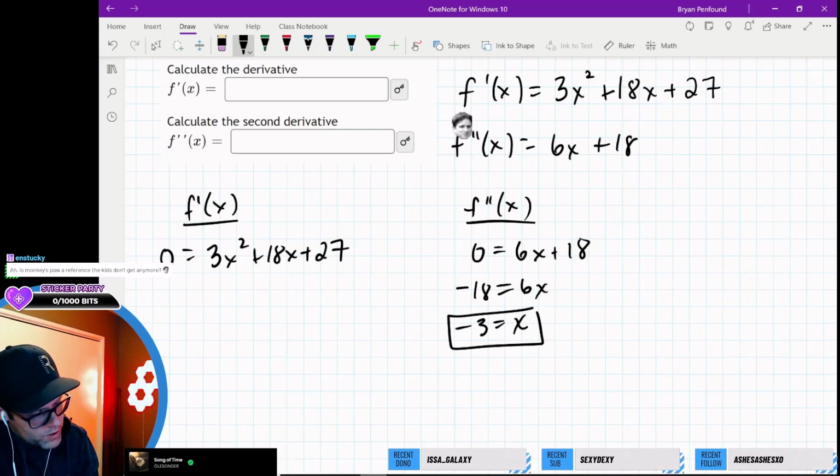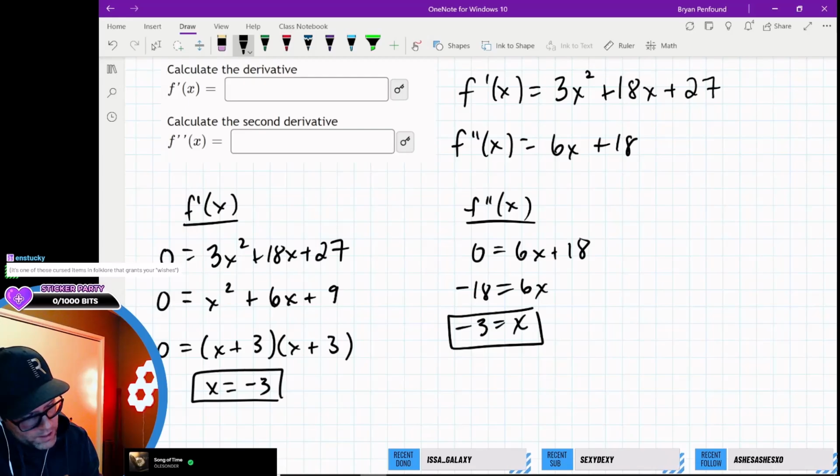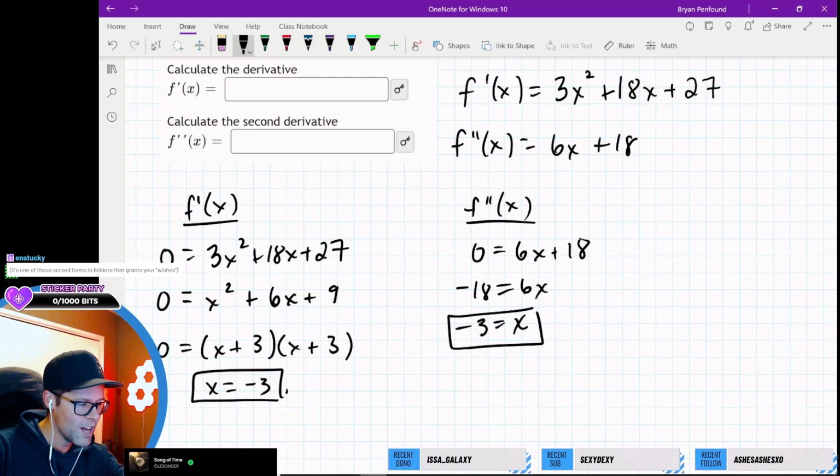And then with regards to maxes and mins, can we factor this nicely? So 3x and x. I guess I should maybe divide by 3 first. That might help. That'll make it x squared plus 6x plus 9. And that'll be, oh, that's a perfect square. Oh, that's fun.